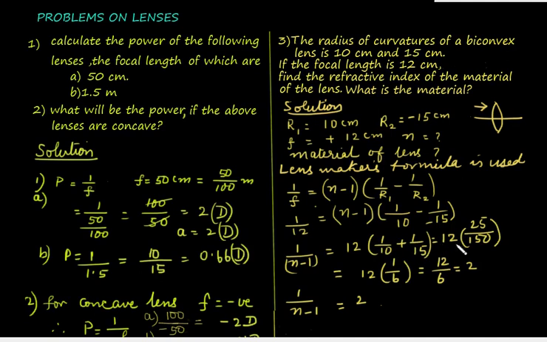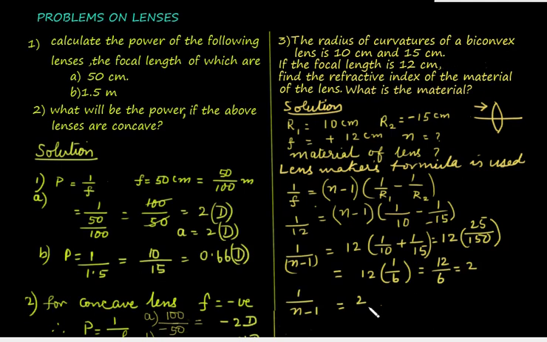This becomes equal to 12 into 25, 15 plus 10, 25 and 15 into 10, 150. So 12 into 25 by 150. On simplification, it becomes 12 into 1 by 6. 25 goes 6 times in 150. This is equal to 12 by 6. That is equal to 2. So what is it that you have got?